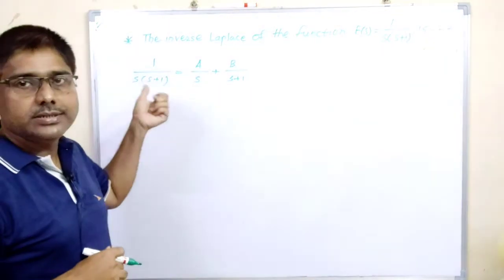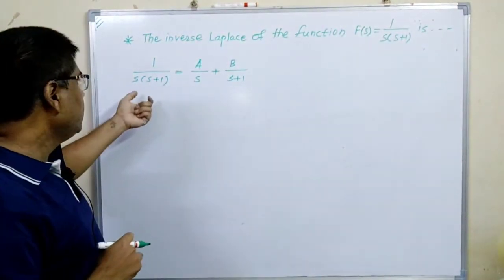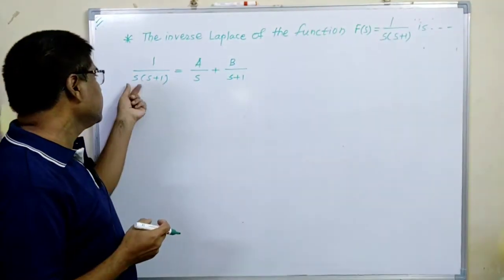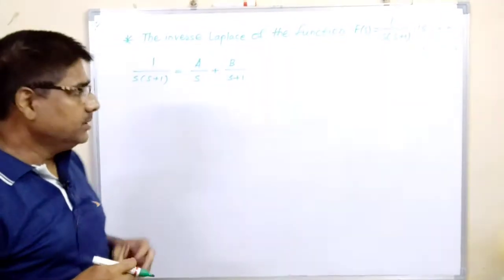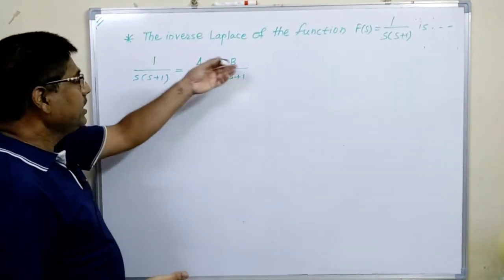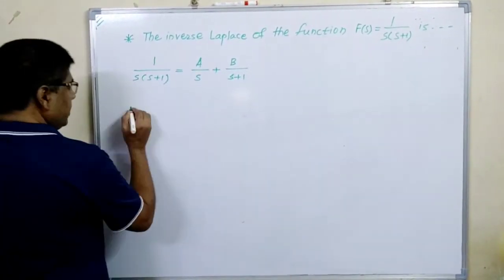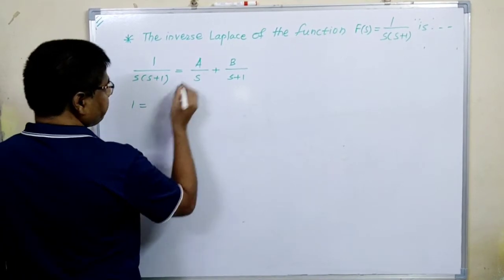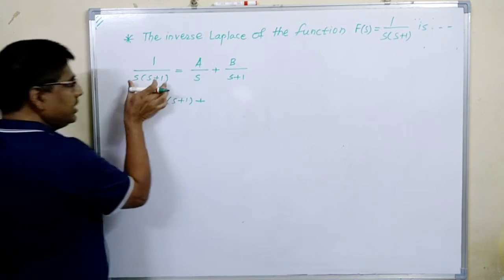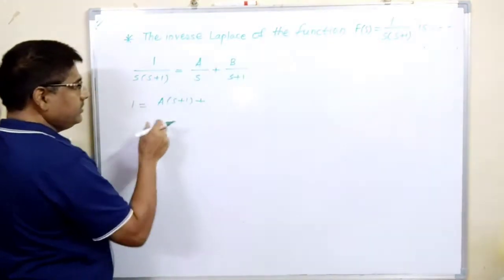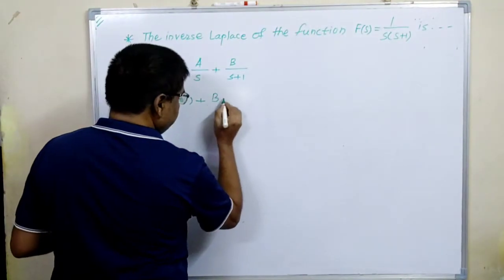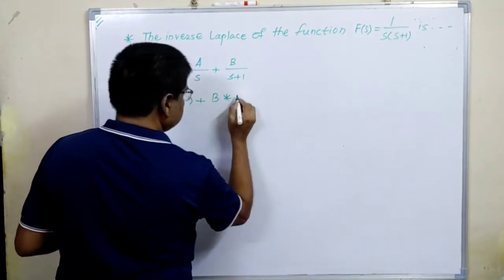This partial fraction is in the form of denominator contains non-repeated linear factors. Both the factors s and s plus 1 are linear factors. Now let's solve this equation for a and b. What we get? 1 is equal to a into s plus 1 plus b into s, if you take this denominator to right side.